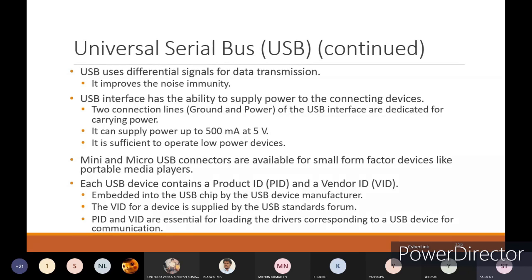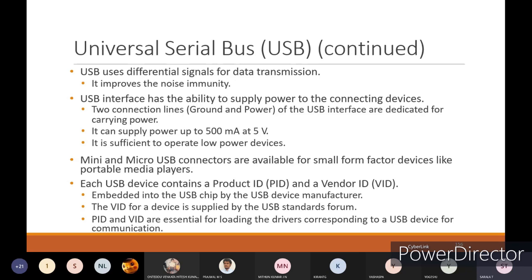And mini and micro USB connectors are available for small form factor devices like portable media players. All those are your mini and micro USB connectors.